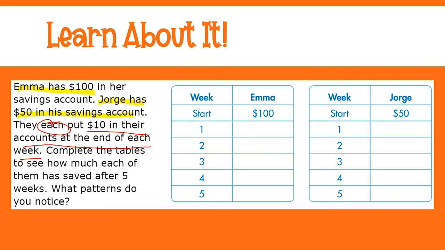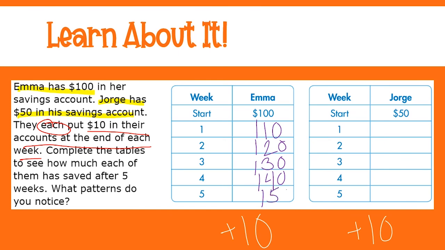So let's go ahead and complete this chart. We know our rule is going to be plus 10, plus 10. So at the end of each week, we can add 10 more. So 100 plus 10 is going to be 110. Another 10 is going to be 120, 130, 140, and at the end of week 5, Emma is going to have $150 saved.